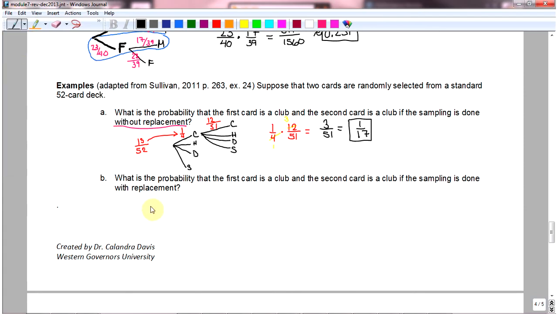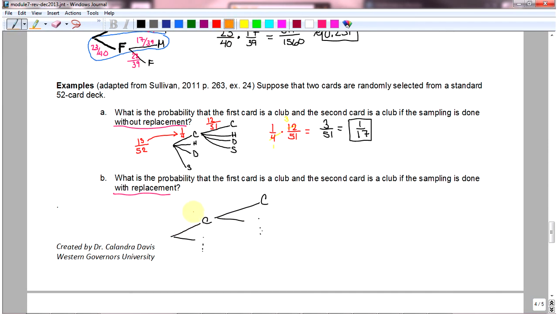Okay, going on to our second example. What is the probability that the first card is a club and the second card is a club if it's done with replacement? Well, our picture is going to look the same. It's just that that second probability is going to look different. So if the first card was a club, it would be a 1/4. And let me just draw just a little picture here just to make it clear. So we have our club and then we have our other options. And then for our second draw, we want the club, and we know there are other options.